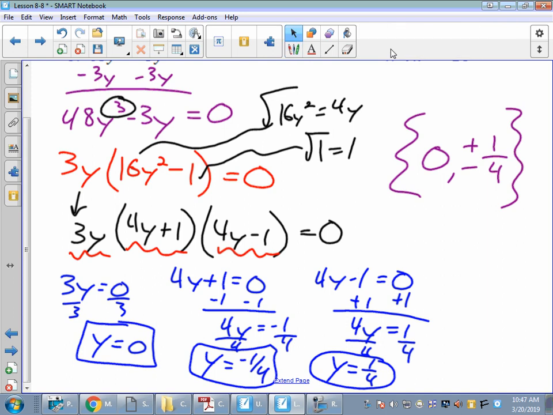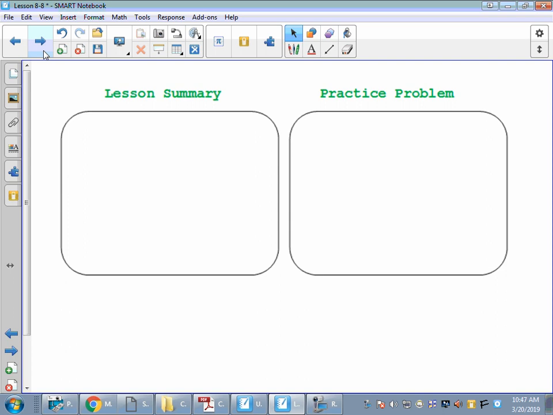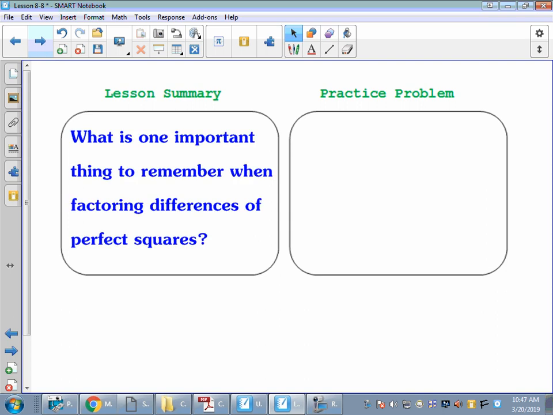Okay? So that takes us to the lesson summary here. What is one important thing to remember when factoring the differences of perfect squares? We gave you a bunch of stuff to think about. What's one important thing you're going to have to remember there? And then finally, we want to solve this one. x squared equals 1/9. Let's make sure we factor that first. There's something different here that we have to deal with, so make sure we factor it first, then solve. But we're going to have to set this thing equal to 0. So make sure we move that 1/9 over.